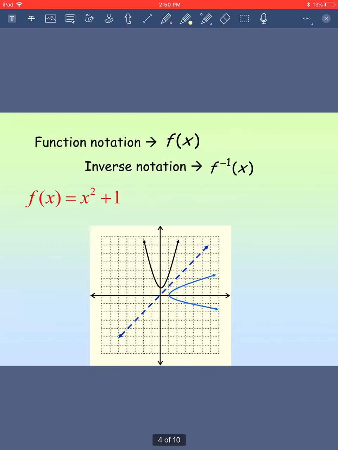So in black, I have graphed f of x equals x squared plus 1. And then in blue, I have the inverse graphed. And I know it's the inverse because it's reflecting across that line y equals x. So you can tell if it's an inverse or not just by looking at the graph.